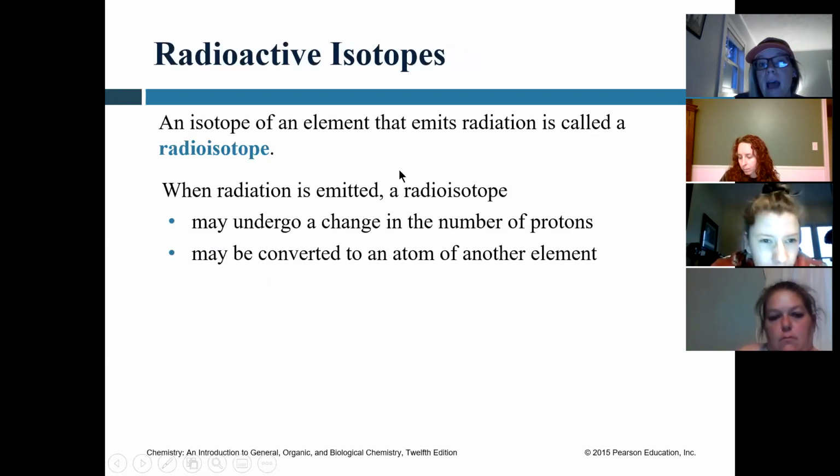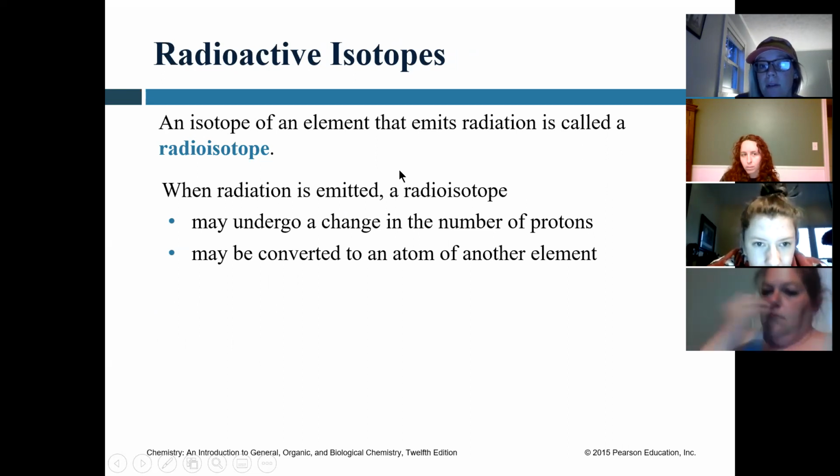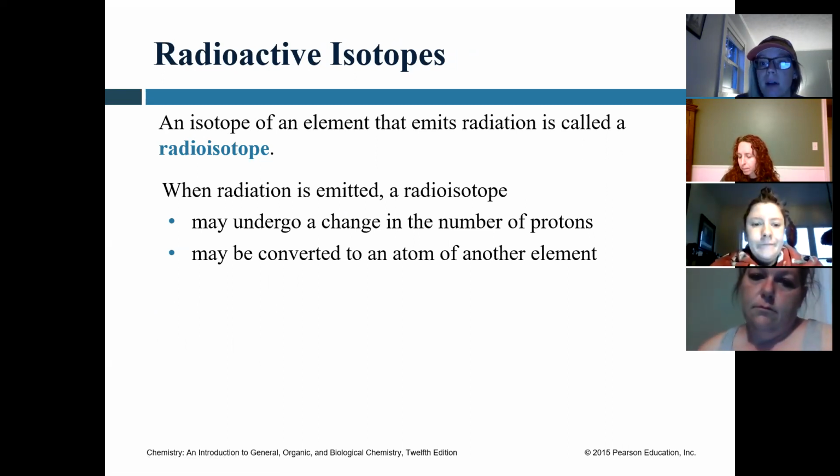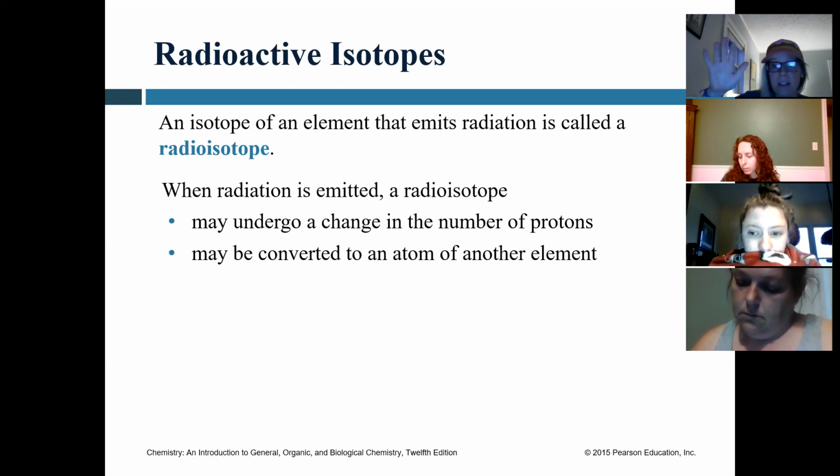An isotope of an element that emits radiation is called a radioisotope. So if we had isotope as our umbrella term, we could break it up into a radioisotope, which is radioactive, or a stable isotope, which is stable.